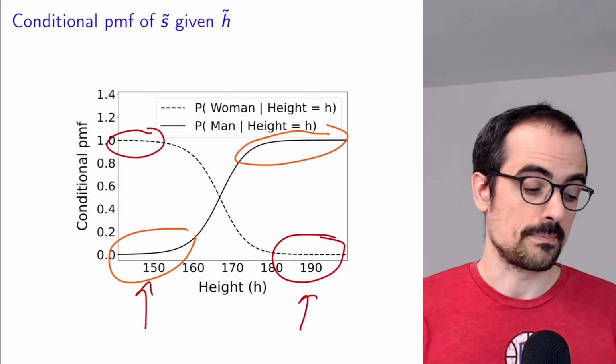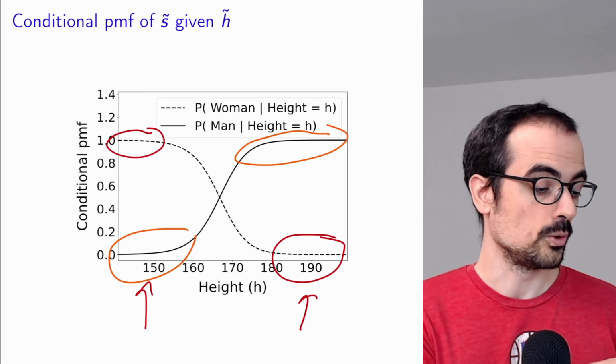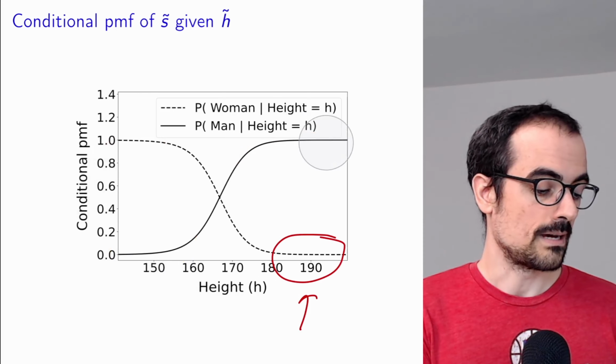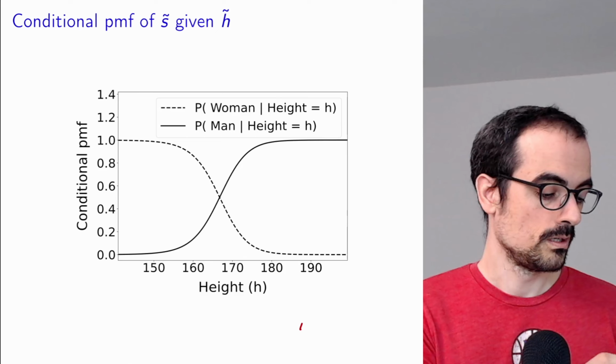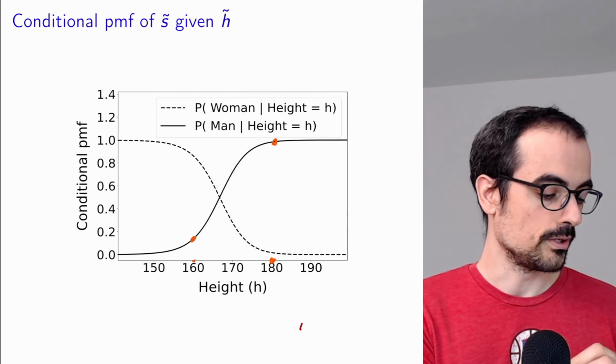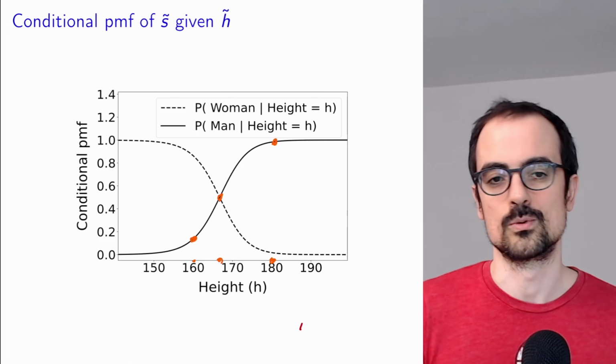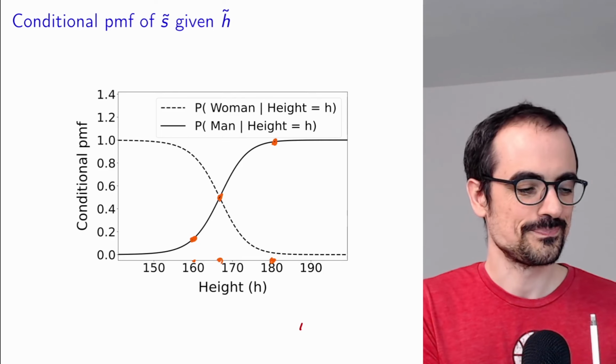Okay, and then we can just apply this to classify new data points. How do we do that? Well, if someone's height is 180, then they're probably going to be a man. If someone's height is 160, they're probably going to be a woman. If someone's height is, I don't know, 166, then we're not sure. Okay.